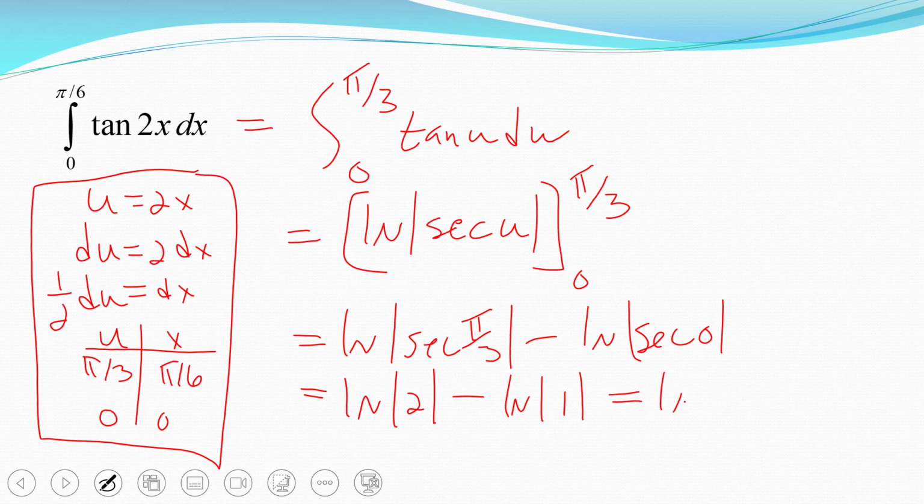So the answer then is the natural log of just 2, because the natural log of 1 is just 0, and the absolute value of 2 is just 2. So you get the natural log of 2. And that is it.